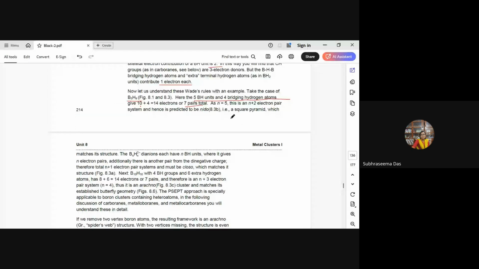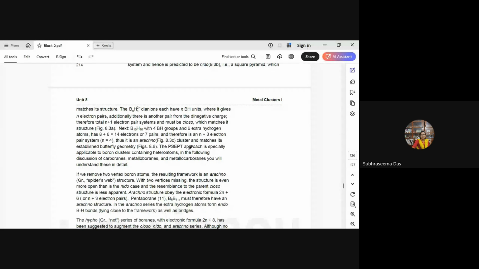We apply the Wade's rule. Next we will consider another example, that is B10H10. This has 4 BH groups and 6 extra hydrogens. So 4 BH means the contribution is 8, and 6 hydrogens means the contribution is 6. So 8 plus 6 is equal to 14, and we say this is 7 pairs.